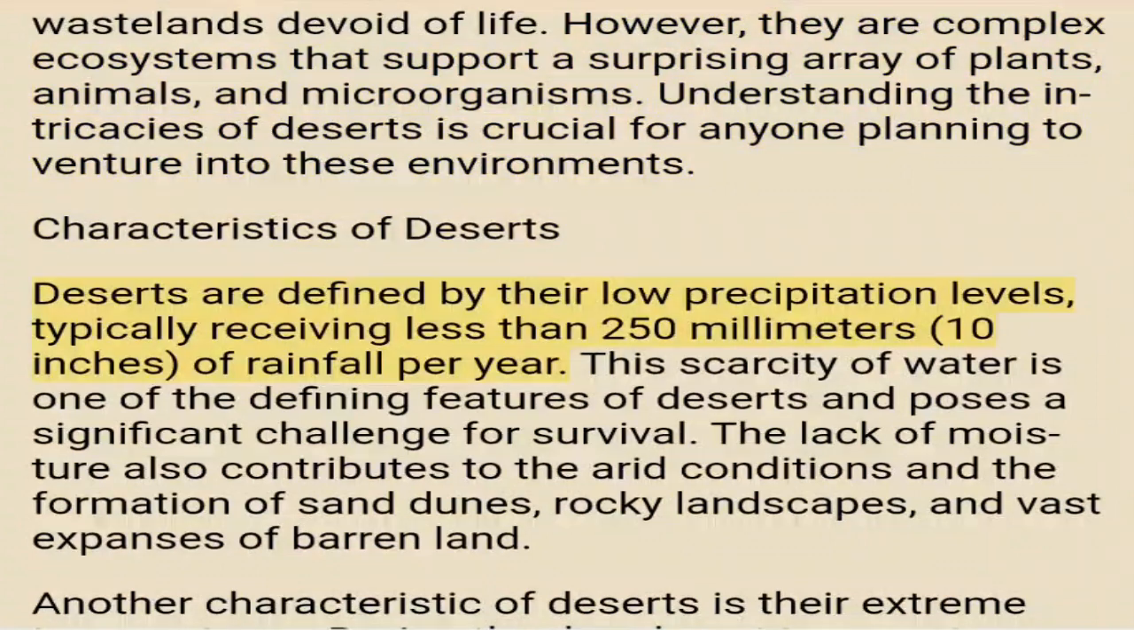Characteristics of deserts. Deserts are defined by their low precipitation levels, typically receiving less than 250 mm (10 inches) of rainfall per year. This scarcity of water is one of the defining features of deserts and poses a significant challenge for survival. The lack of moisture also contributes to the arid conditions and the formation of sand dunes, rocky landscapes, and vast expanses of barren land.